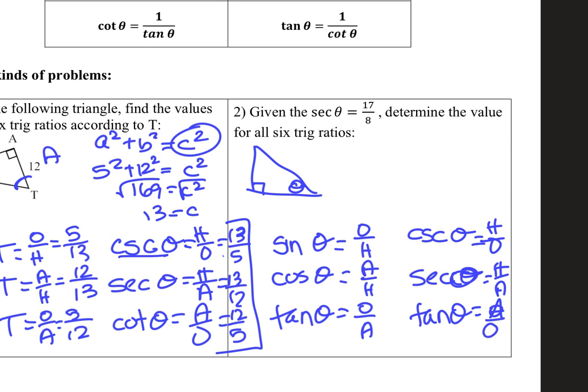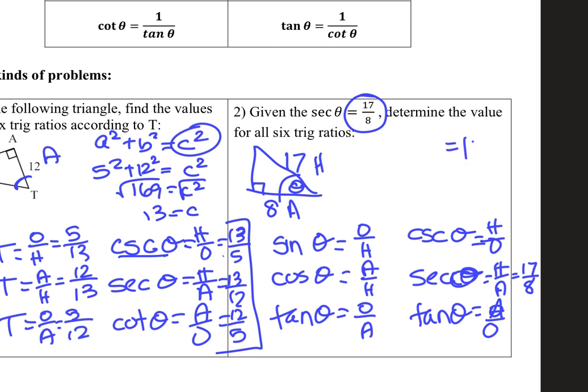Okay, now they gave us one of them. 17 over 8 is secant, so I already know this one. Look at that, 17. And 8 is the adjacent side, so that's that. So then I just have to do the Pythagorean theorem to find the opposite side. So I have all the pieces, I have the hypotenuse, I have the adjacent, because that's what secant has, and I just have to do the Pythagorean theorem.